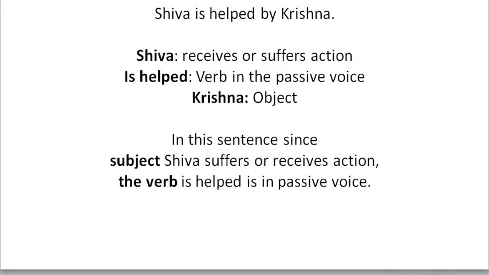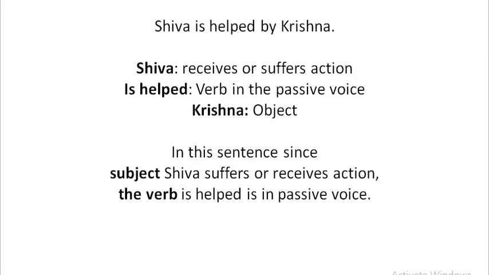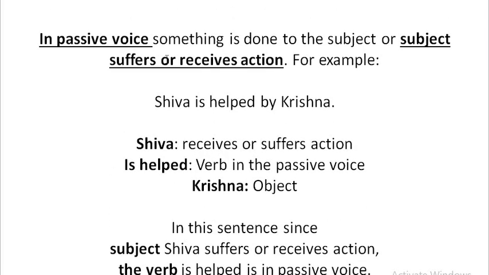And passive voice, what happens? Passive voice, you can see like this. In passive voice, something is done to the subject, or the subject suffers or receives action. For example, Shiva is helped by Krishna. Now Shiva is what? Shiva is actually the receiver of the action. It suffers action. Since why does it suffer action? Because here Shiva is helped by someone. Shiva is helped by Krishna. Shiva is not helping Krishna, but it is receiving help. So when it is receiving help, it suffers or receives action.